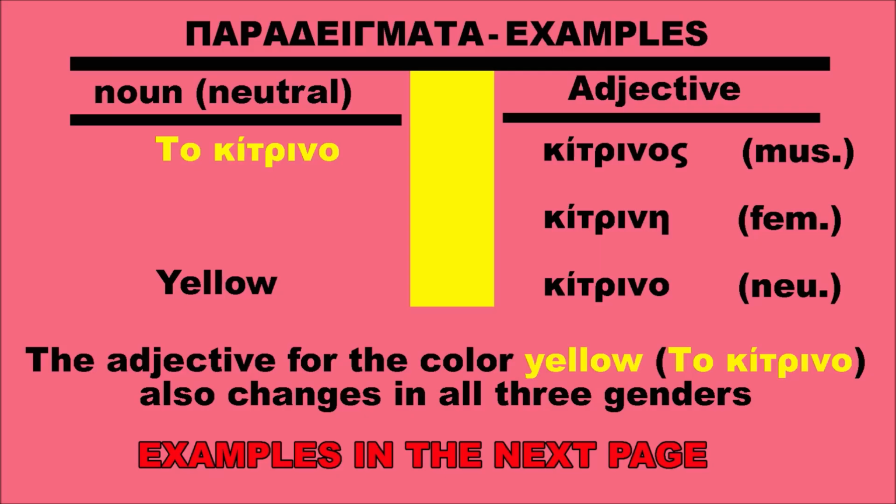Παραδείγματα. Examples. On the left, the color το κίτρινο, noun, neutral. And on the right, the adjective κίτρινος, masculine. Κίτρινη, feminine. Κίτρινο, neutral. The adjective for the color yellow, το κίτρινο, also changes in all three genders. Examples in the next page.